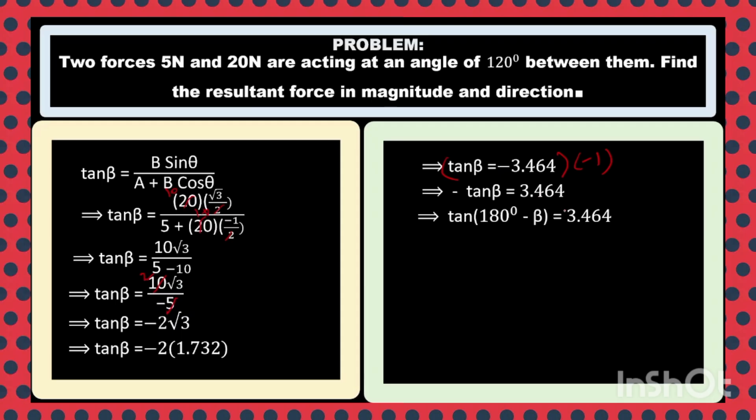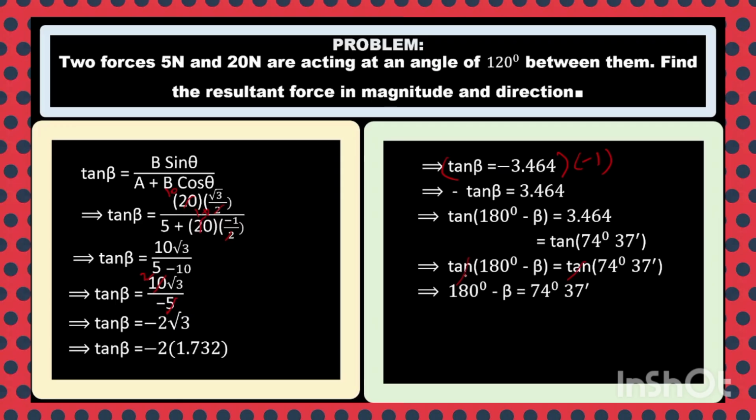Note it down. The value 3.464 is also the value of tan 74 degree 37 minute, which you can determine using the trigonometric table. Thus you get tan of 180 minus beta is equal to tan 74 degree 37 minute, and we can cancel tan on both sides. After cancellation you shall get 180 minus beta is equal to 74 degree 37 minute, and beta is equal to 180 degree minus 74 degree 37 minute, and we shall get 105 degree 23 minute as the direction of the resultant vector.